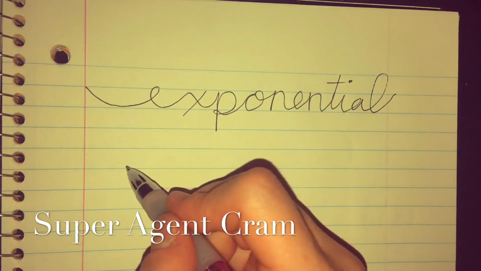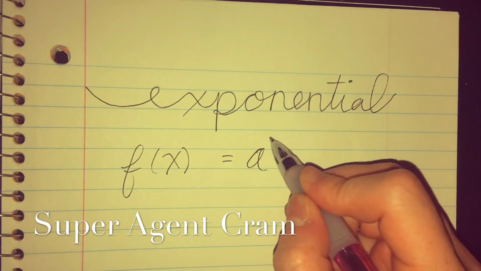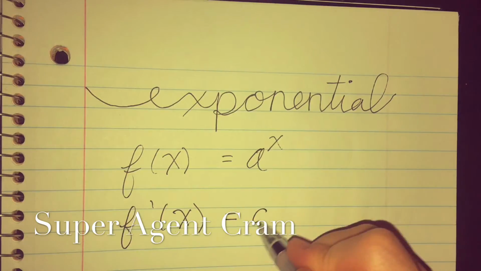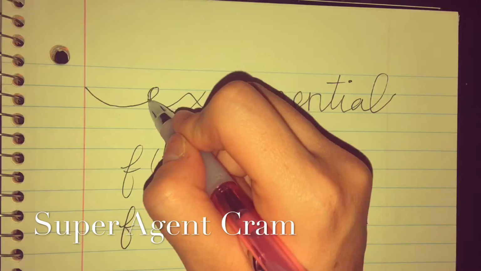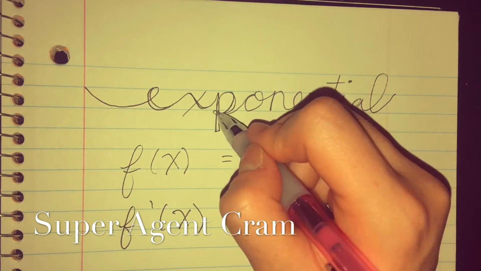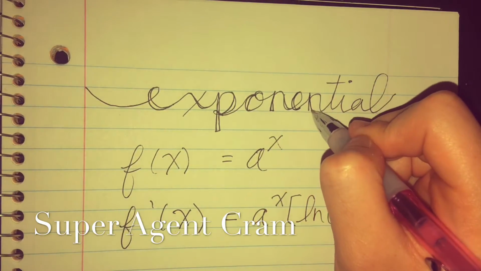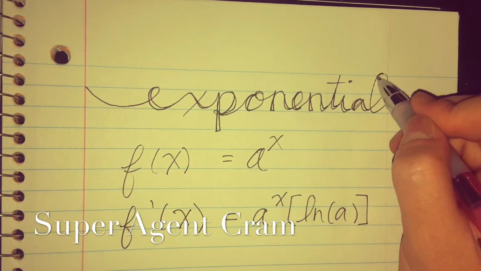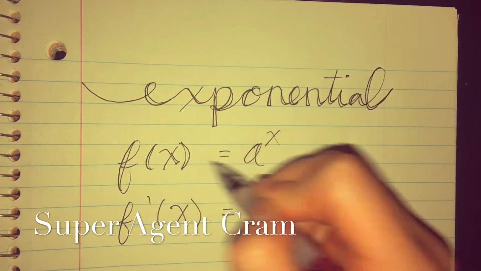The exponential rule. If you have a function f of x equals a raised to the power of x, then the derivative of that function is f prime of x equals the natural log of a multiplied by a raised to the power of x. In this case, a represents a constant value. So in other words, a function whose value equals a constant raised to the variable x will have a derivative equal to the same constant raised to the same variable, all multiplied by the natural log of the constant.